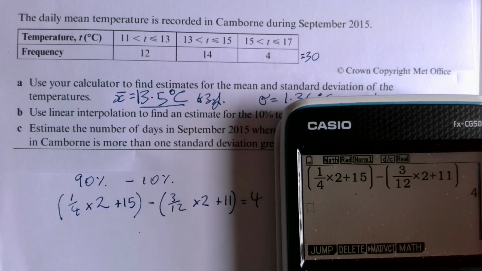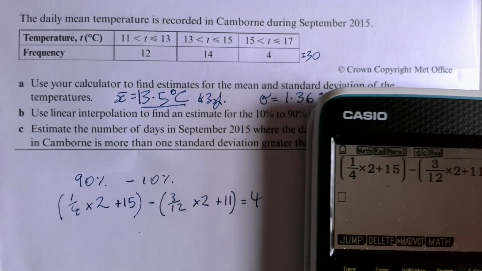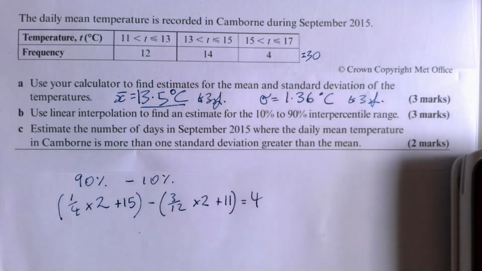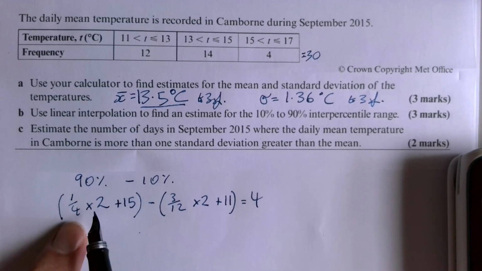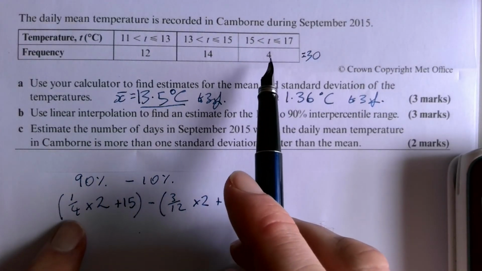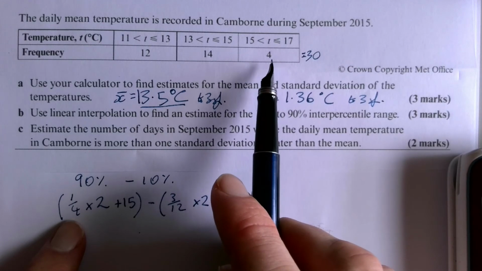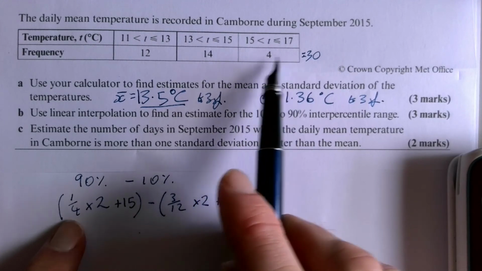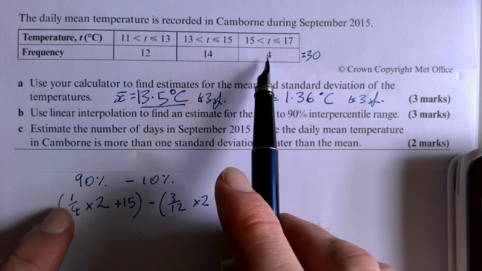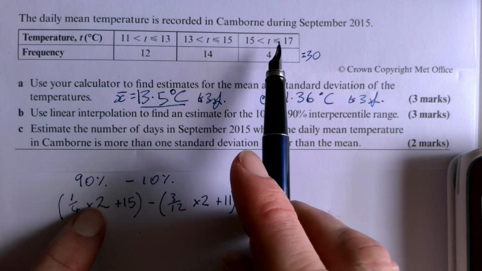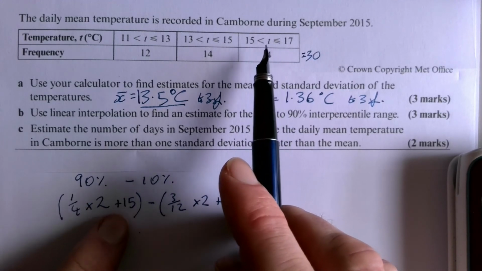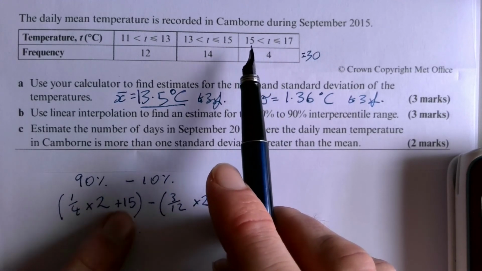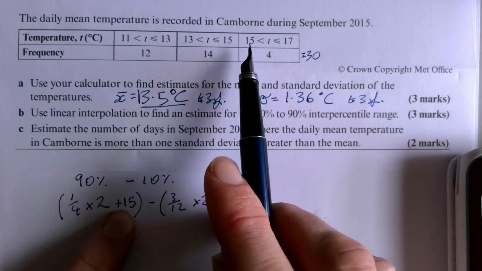And you should have something that looks like this. I've put it all in one go in the calculator. So where did this all come from, just in case you're not sure? Well, the 90th percentile is going to be the 27th out of 30. So that means 3 less than the top. So it's going to be 1 into this group of 4. So it's 1 out of 4 times the group width is 2, and it's going to be that much more than the lower limit of that group.